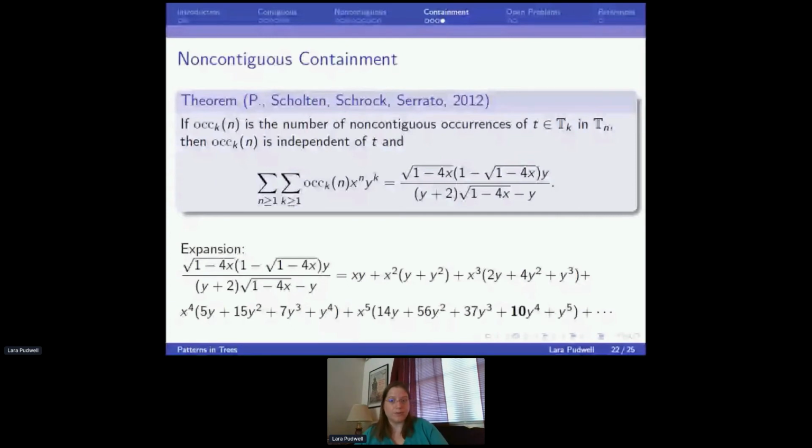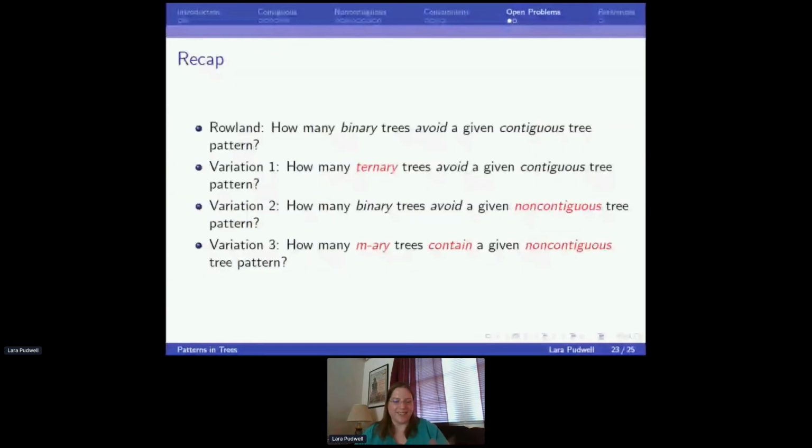So a totally different flavor of result, again, from changing the word avoid to contain. And as advertised at the beginning, what I'm hoping I convey here, whether you're interested in trees or something else, is you can get a lot of good research problems by just changing one word at a time in something else that inspires you.